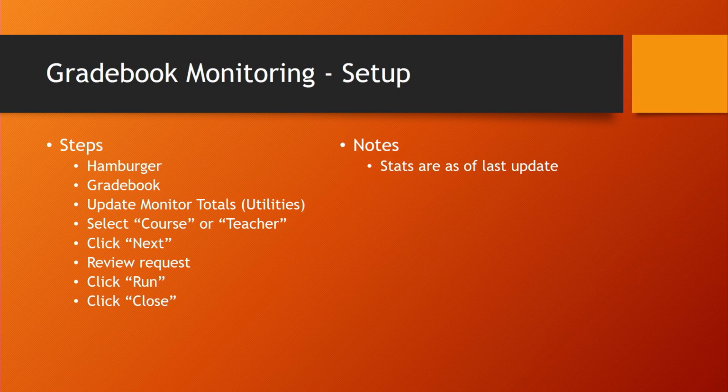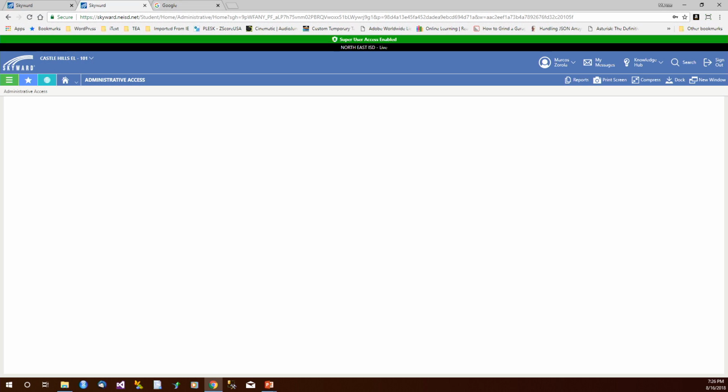To do the setup, we'll go to the hamburger and go to Gradebook, and then we'll go to Update Monitoring Totals. This is different in that this is in the Utilities menu. We'll select either Course or Teacher, click on Next, review our request, and then run it and close it, and then we're done. Remember that the statistics that you see will only be as of that last run date. It'll make more sense as we go through it. So let's jump in.